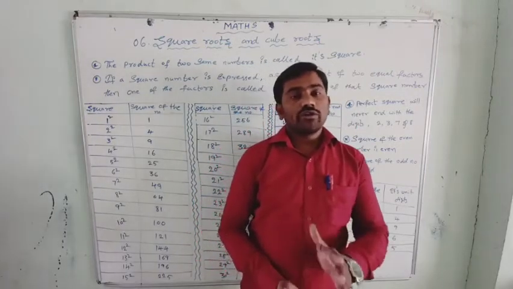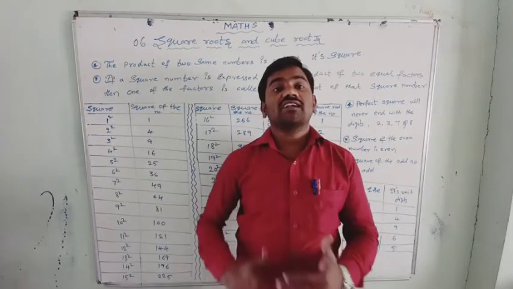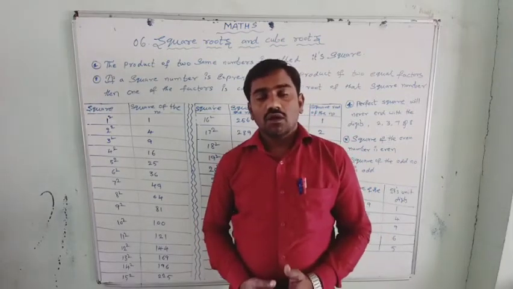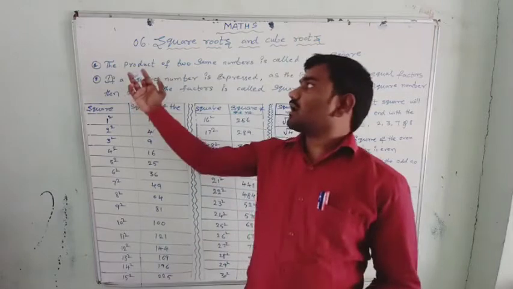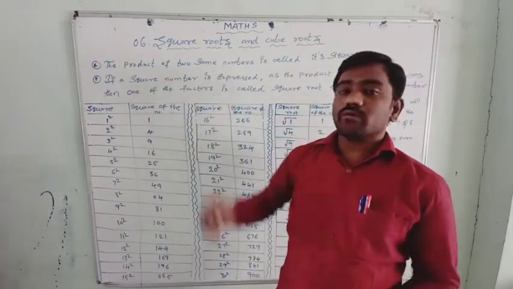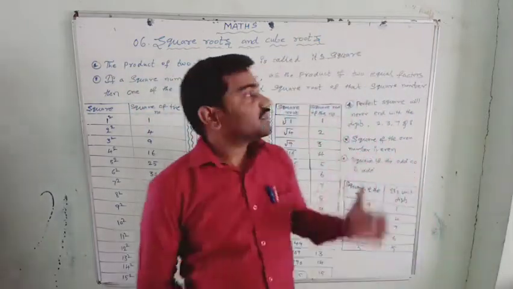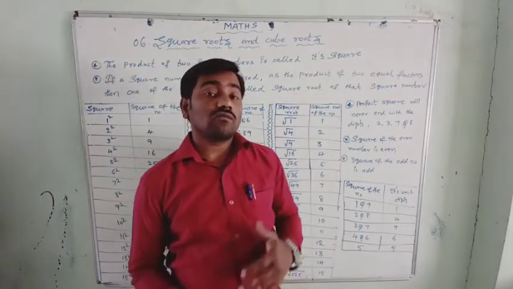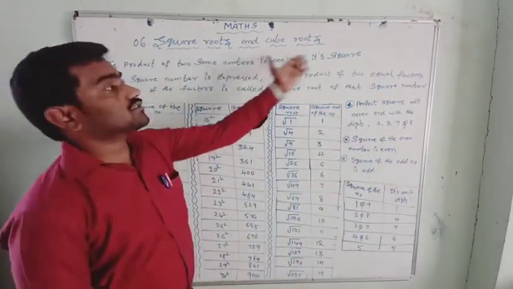So here I would like to tell you what is the meaning of square and square root first. Okay, here is the definition of the square: the product of two same numbers is called a square.